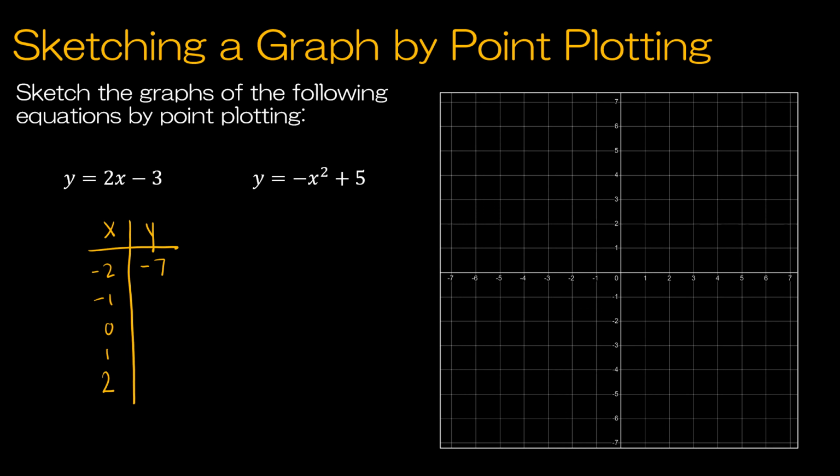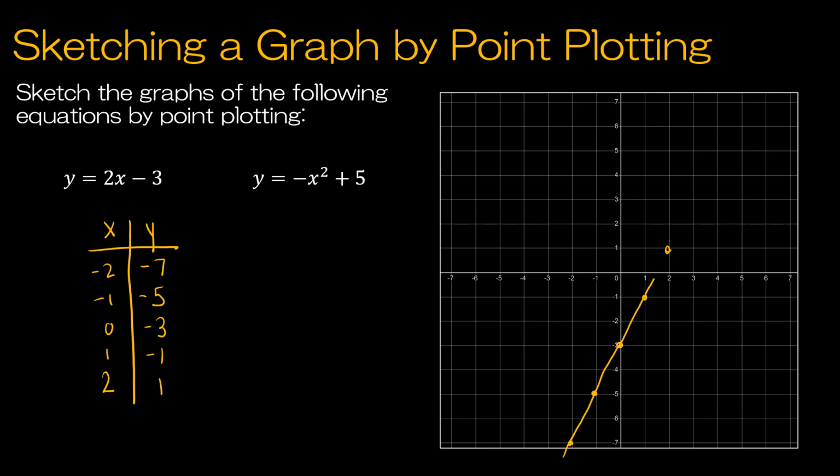2 times -1 is -2 minus 3. 2 times 0 is 0 minus 3. 2 times 1 is 2 minus 3. 2 times 2 is 4 minus 3. So I can then plot the points (-2, -7), (-1, -5), again x, y, (0, -3), (1, -1), and (2, 1), and then connect the dots.